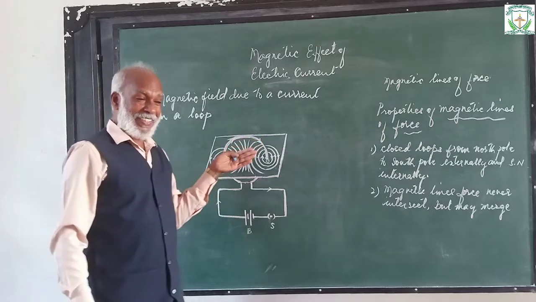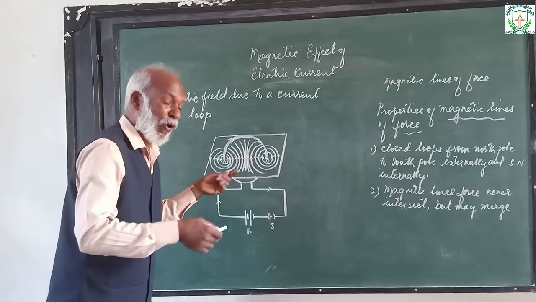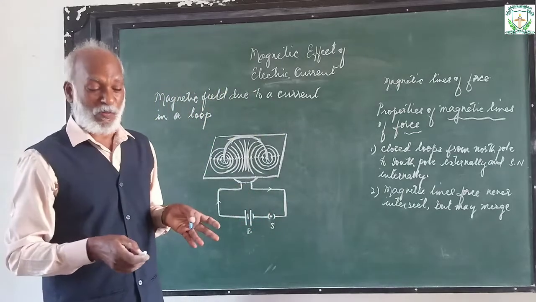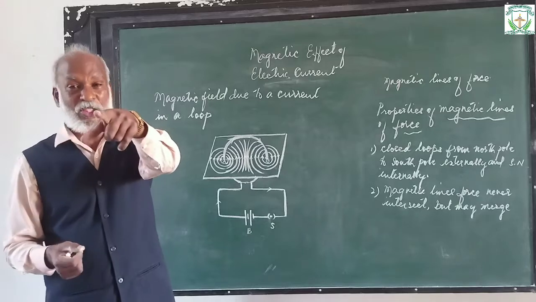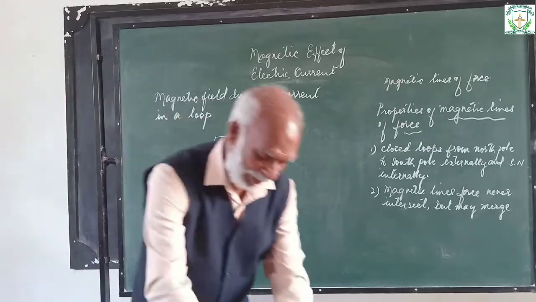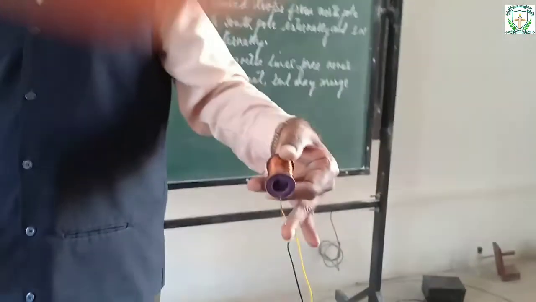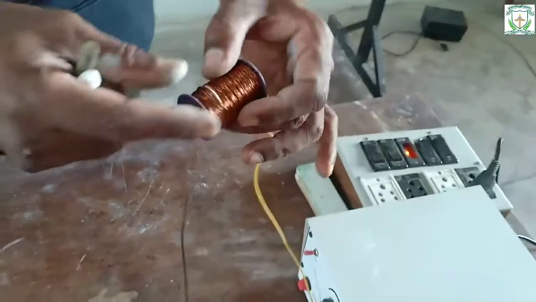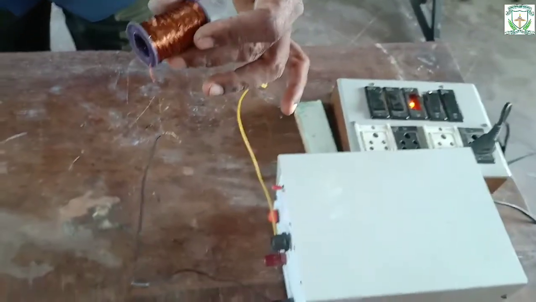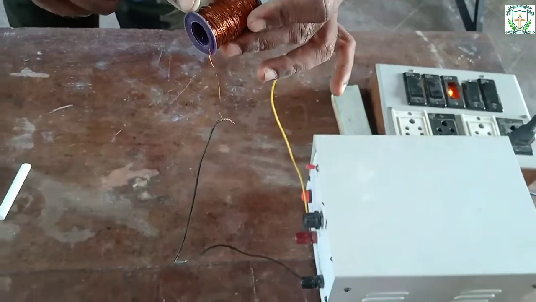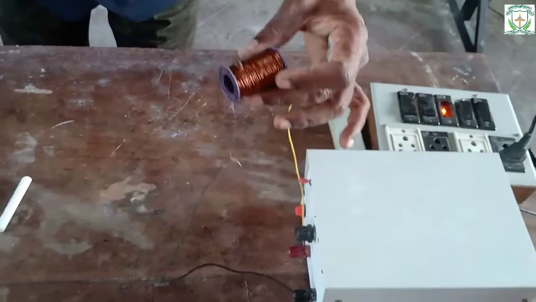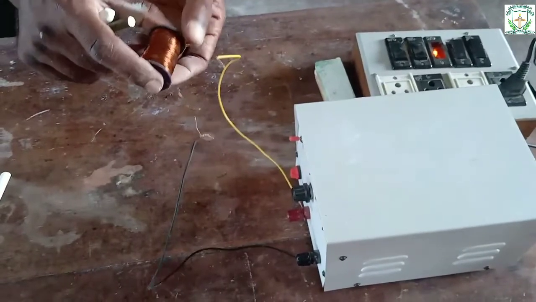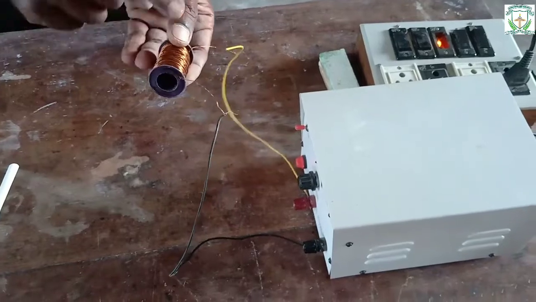The end wherein the current appears to flow in the anti-clockwise direction is the north pole of the loop. We are going to demonstrate this experimentally. Here is a solenoid. This is called a solenoid because it is cylindrical in shape, and all through the length of the cylinder copper wire is wound. So we don't call it a loop, we call it a solenoid having many turns.